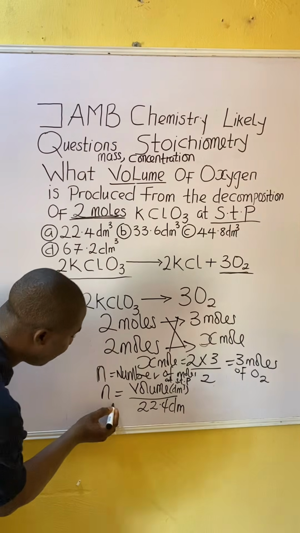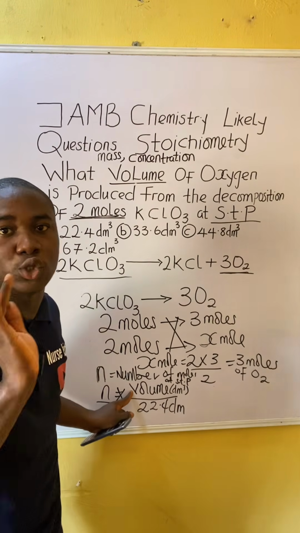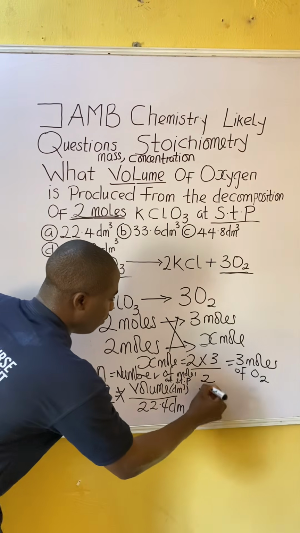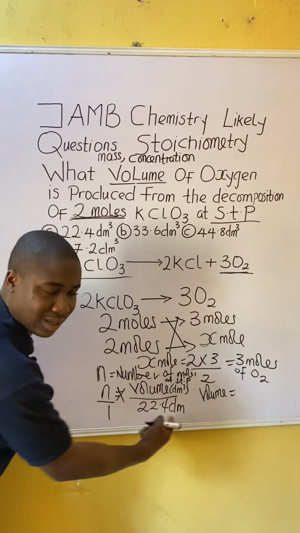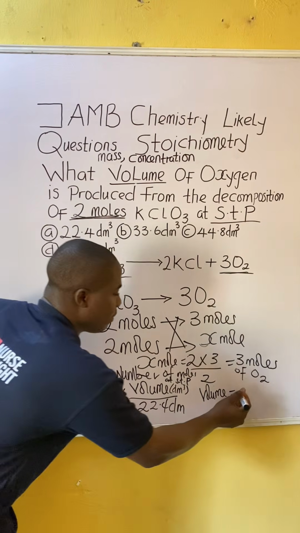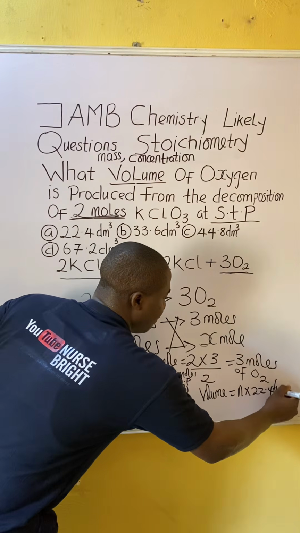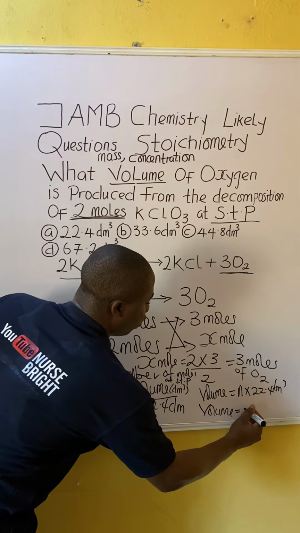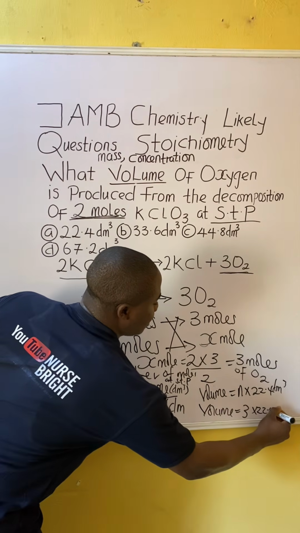Very simple. We make volume subject of formula, all right? Because that's what the question says we should do. When we make volume subject of formula, it's going to be what now? Volume will be equal to number of moles times this. You understand now? We are cross multiplying, so it will be number of moles times 22.4 dm cube. So volume will now be equal to number of moles, which is 3 moles, times 22.4 dm cube.